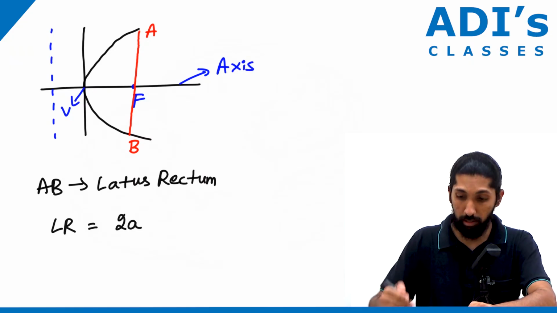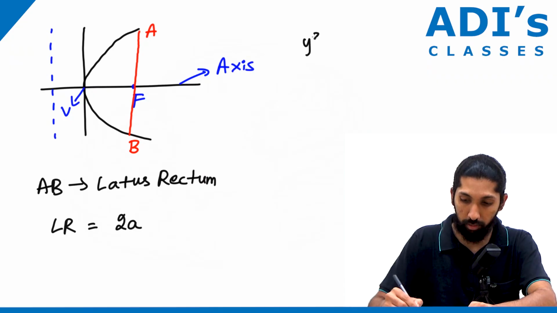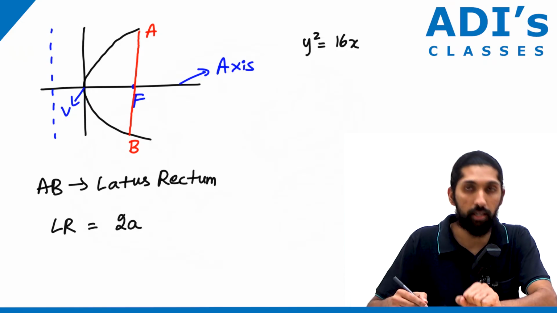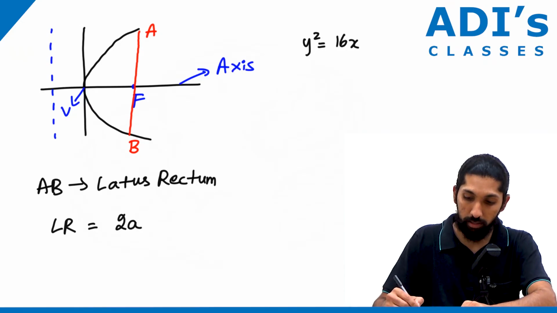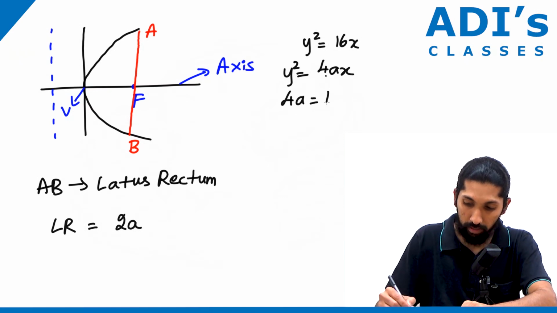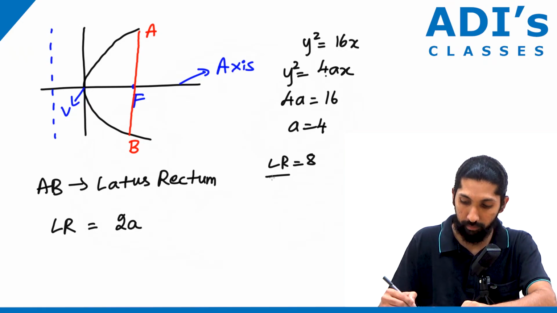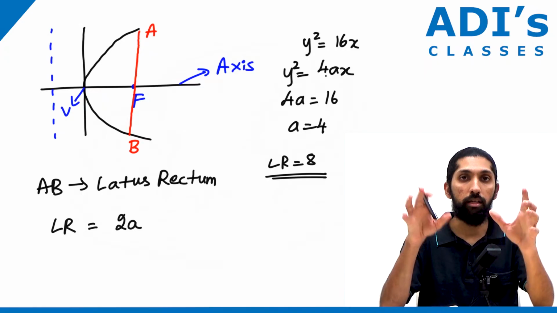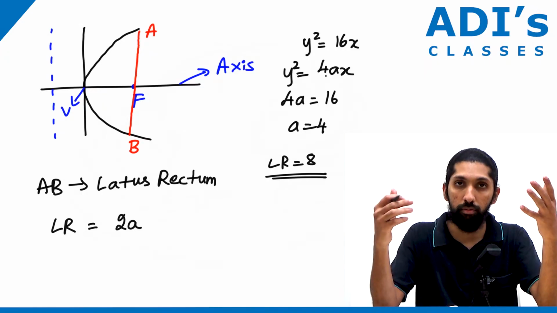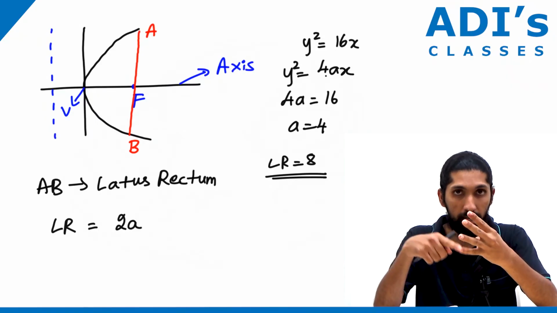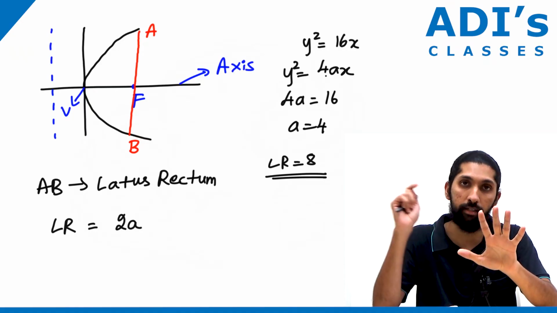For example, suppose we have y square is equal to 16x. What is the length of the latus rectum? In case I ask you something like this, then you have y square is equal to 4ax. So 4a is 16, a is equal to 4. So the latus rectum becomes 8, that is 2a. This is the latus rectum. Fair enough? Now you have all the parameters related to a parabola: directrix, vertex, focus, and axis. Along with these four, you have the latus rectum.